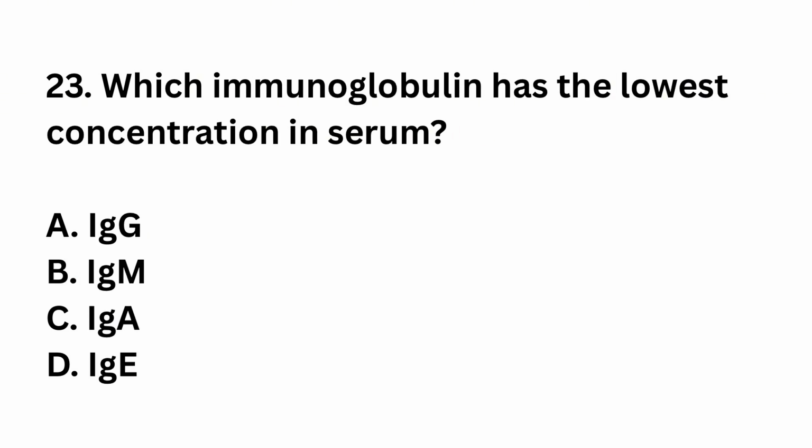Question number 23. Which immunoglobulin has the lowest concentration in serum? IgG, IgM, IgA, IgE. The right answer is option C, IgE. IgE is present in very small amounts. It mainly binds to mast cells.